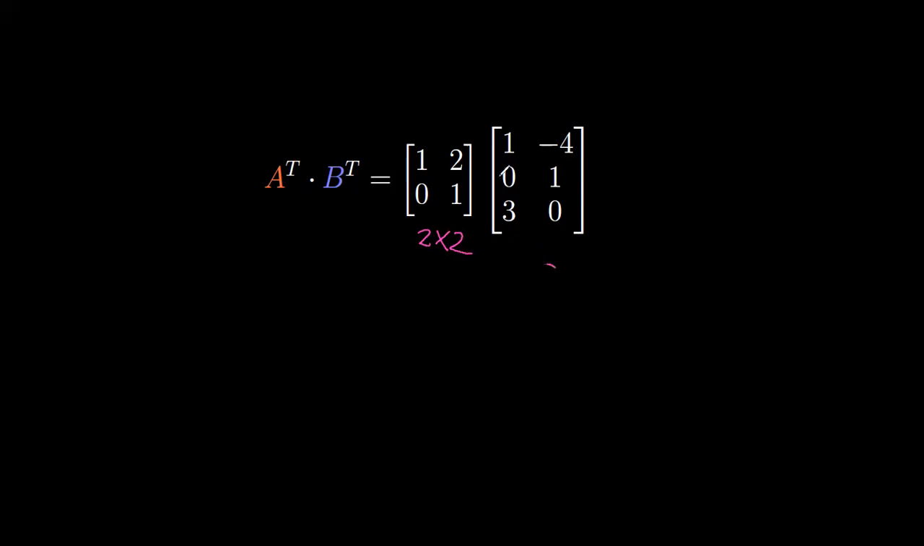Unfortunately, the number of columns of the first matrix is different from the number of rows of the second matrix. So we cannot compute this product. We cannot multiply those two matrices. This example shows that our first question has a negative answer. So is it really worth looking for a relation between the product and the transpose?